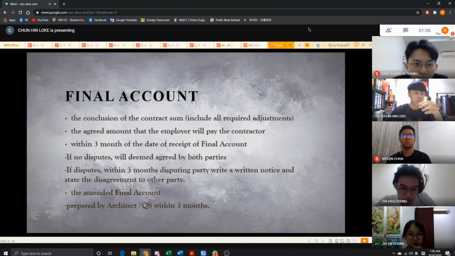if there is no dispute, it will be deemed agreed by both parties. If there is a dispute, the disputing party needs to state the disagreement and write a notice to the other party. The final account will be prepared and corrected by the architect or QS within 3 months.